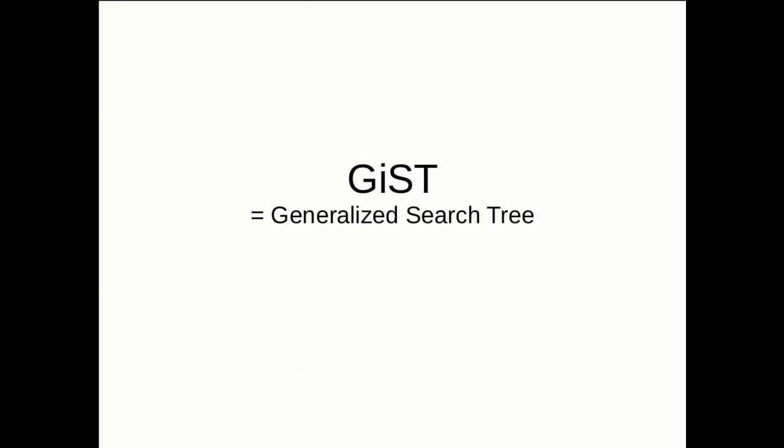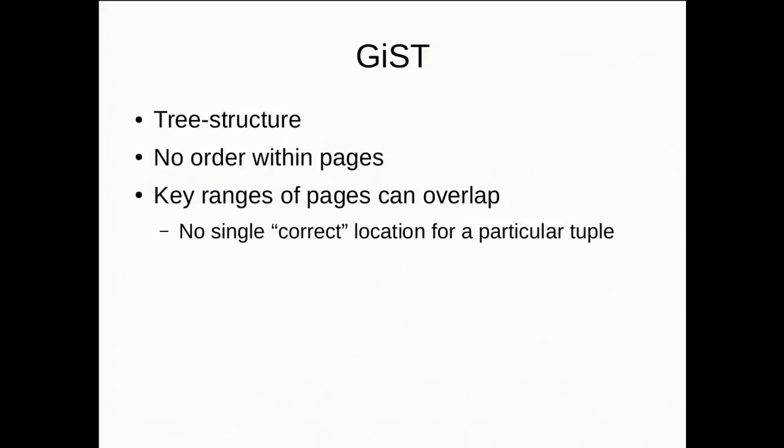Next topic, the gist index. We have a lot of index types. So gist is also a tree structure, but it's not a B-tree. In a B-tree, we had all the tuples in order on the single page. So you had A, B, C, D, E, F, G, and you can do a binary search within the page to find a specific thing. In gist, we don't do that. A gist page is just a bag of entries, and they're in random order within the page.